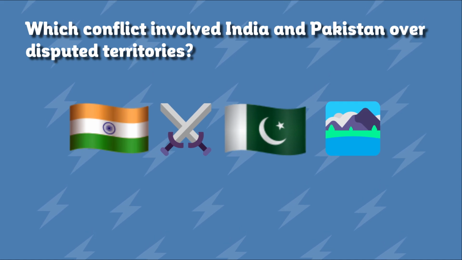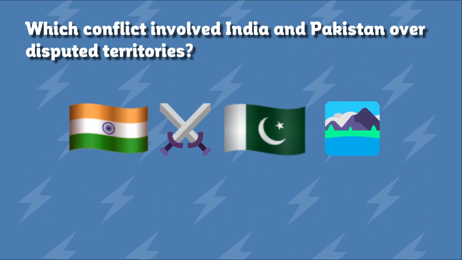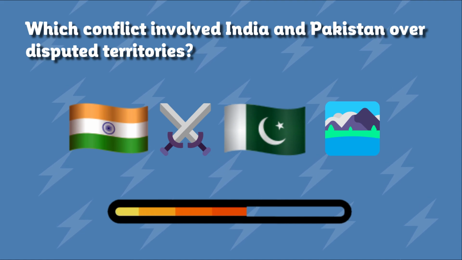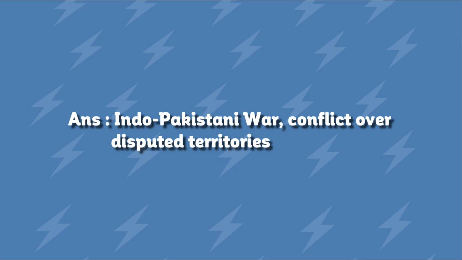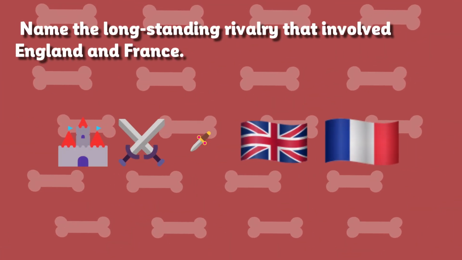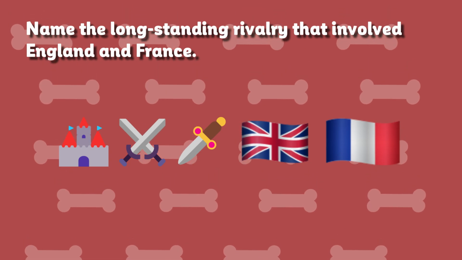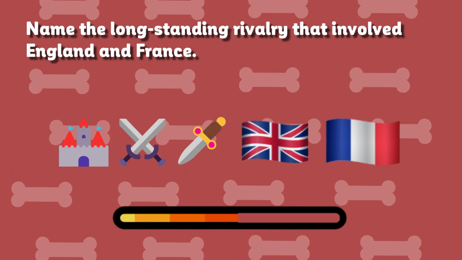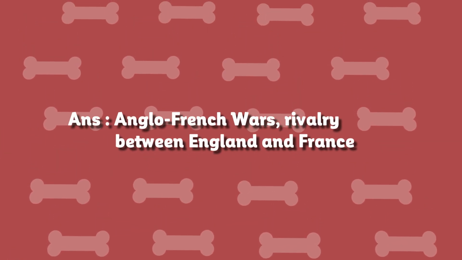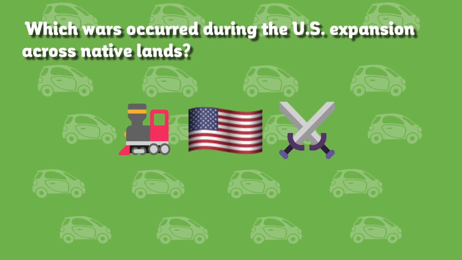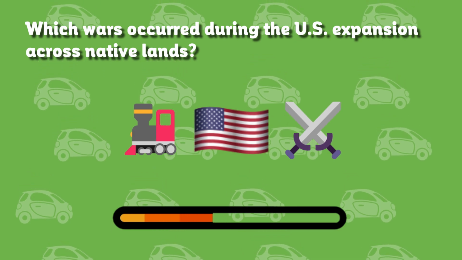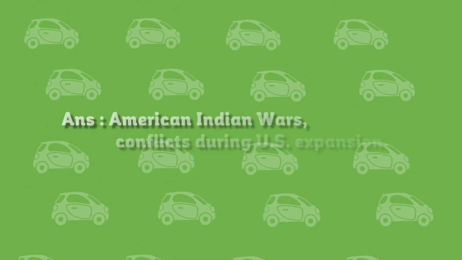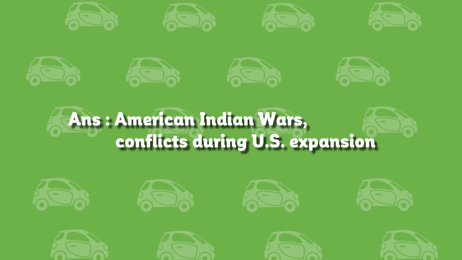Which conflict involved India and Pakistan over disputed territories? Indo-Pakistani War. Conflict over disputed territories. Name the long-standing rivalry that involved England and France. Anglo-French Wars. Rivalry between England and France. Which wars occurred during the US expansion across native lands? American Indian Wars. Conflict during US expansion.